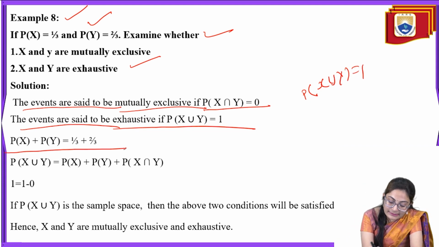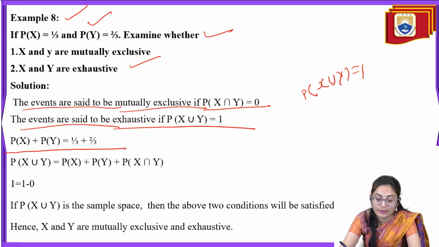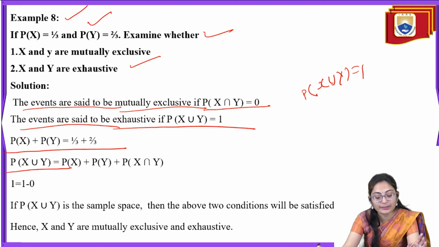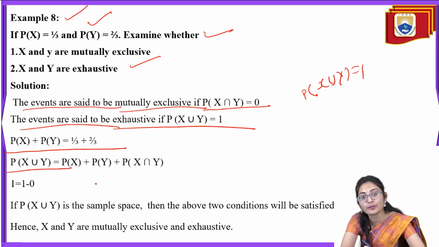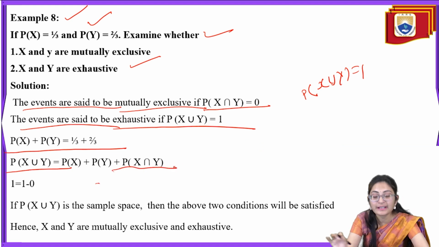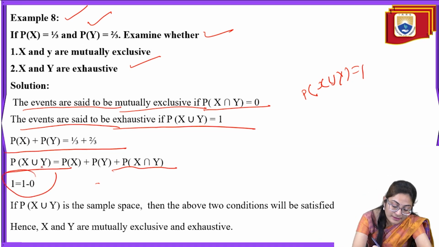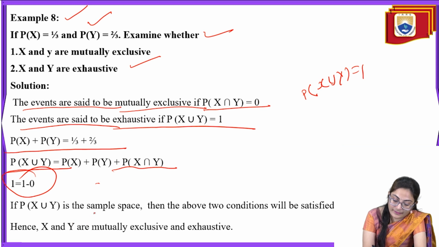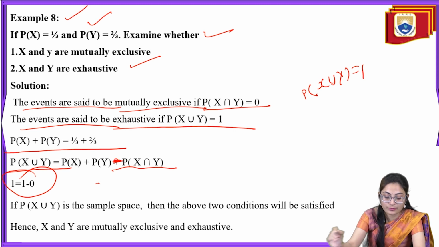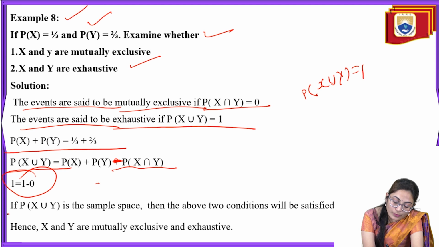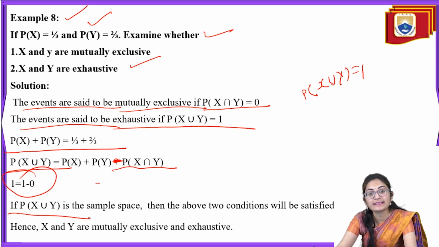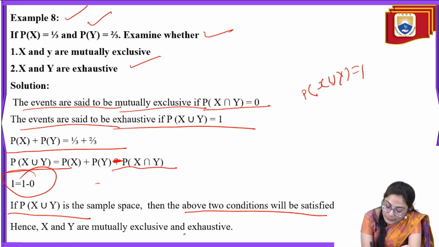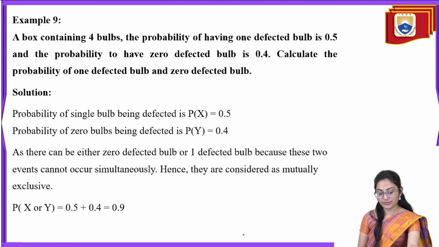Now the probability of X plus the probability of Y is equal to 1 by 3 plus 2 by 3, and the probability of X union Y is equal to the probability of X plus the probability of Y minus the probability of X intersection Y, that is 1 minus 0. Actually, this here should be minus 0. So if the probability of X union Y is the sample space, then the above two conditions will be satisfied, and X, Y are mutually exclusive and exhaustive.